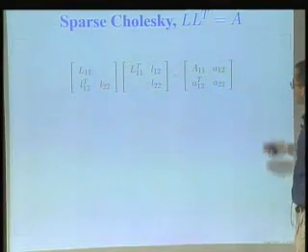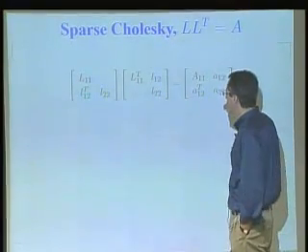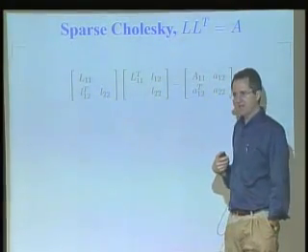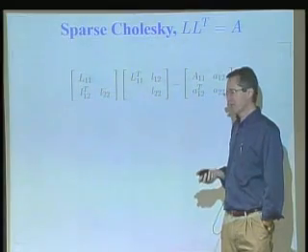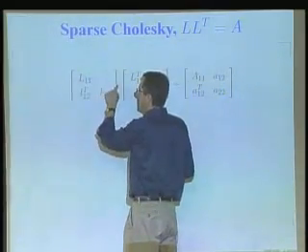So here's a sparse Cholesky factorization. It can be done using the same kernel. So this is an example of a block matrix expression, and I'll explain what this means. But basically what I've done is I've taken this matrix and I've sliced it.